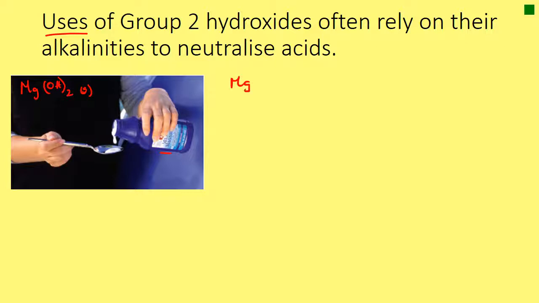So that reaction would be magnesium hydroxide plus our HCl, and that would give us magnesium chloride and water. Standard alkali plus acid gives us salt plus water reaction. And so as you can see, we've used the alkalinity of magnesium hydroxide to neutralize an unwanted excess of acid, in this case hydrochloric acid, to make a harmless salt and water. So that's one use of magnesium hydroxide.